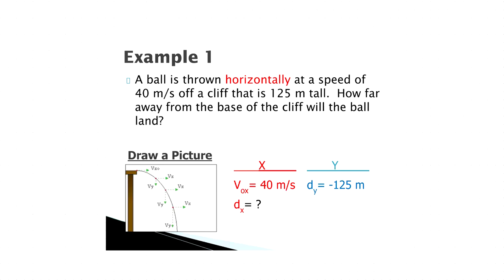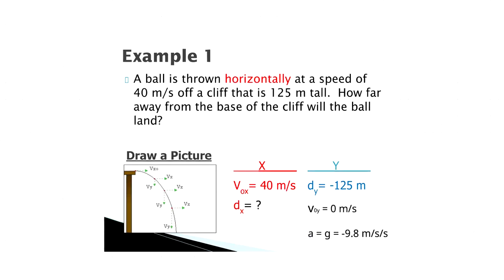Our X list and our Y list has been created for us. However, we do know that there is an additional step that we need to add when we're dealing with horizontally launched projectiles. For this problem, what we want to do is go in and add a couple more things to our given information. This is where we include our initial velocity in the Y, 0 meters per second, and our acceleration being due to gravity, since we're on Earth, as negative 9.8 meters per second squared.